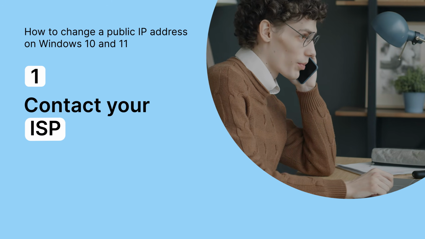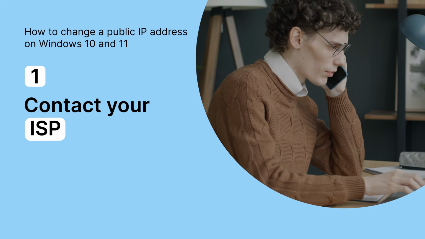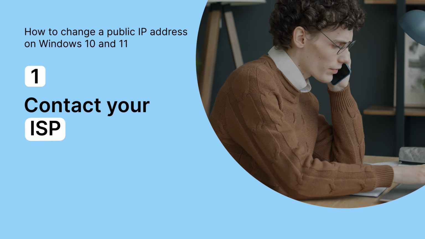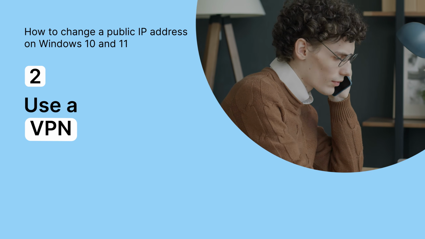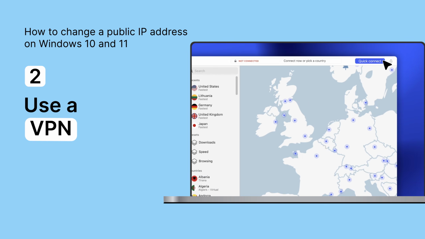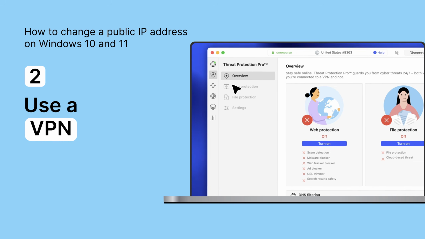Method 1. Contact your Internet Service Provider, or ISP. Most ISPs have customer contact numbers that you can call to make this change. Method 2. Use a VPN. This is probably the easiest way to mask your public IP. Just a few clicks, and your internet traffic will be running through a VPN server.